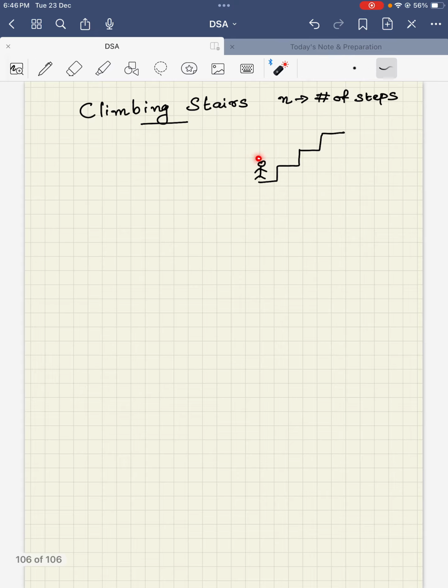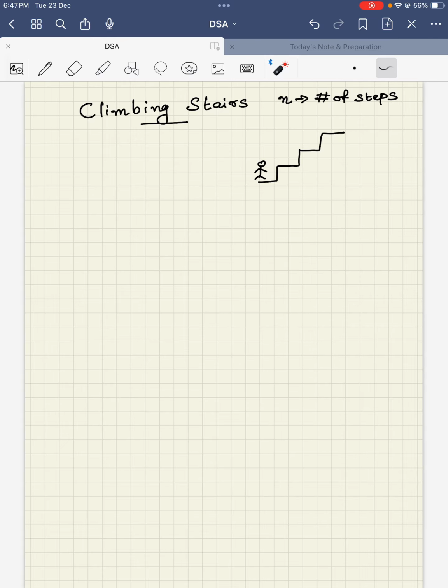And there is a person who is at the bottom, that's the starting point. At a time, he can either climb one step or he can climb two steps. So that's how he moves. And the question is, how many ways can this person reach the top, or the nth step?